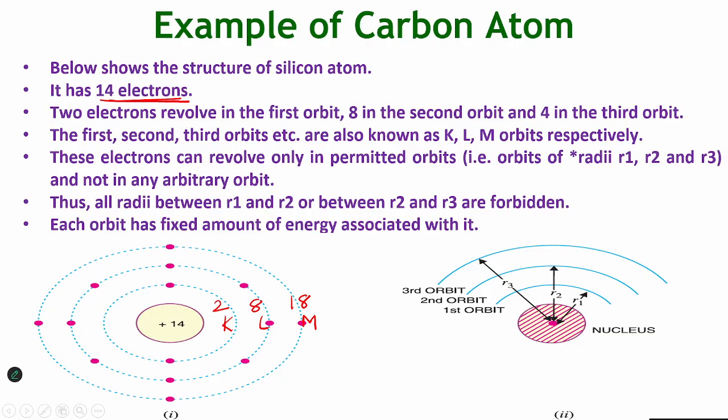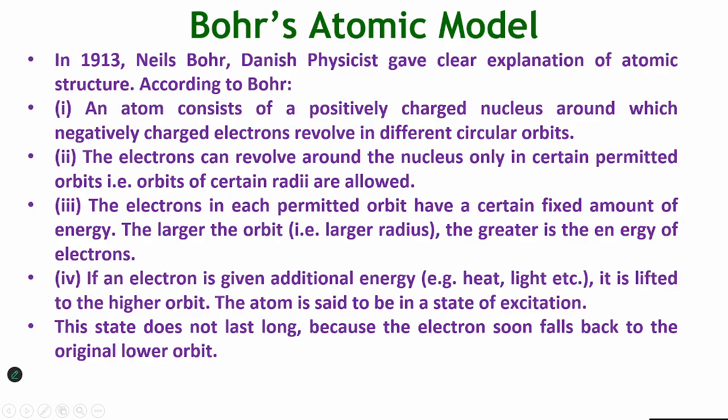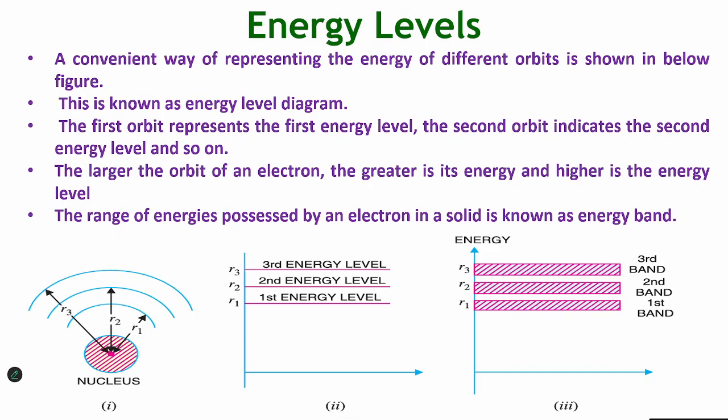If you see the example of carbon, we get the concept here. A convenient way of representing energy at different orbits is shown below. These are nothing but radii, and we can call them the first energy level, second energy level or third energy level.